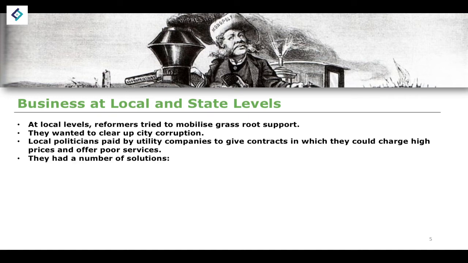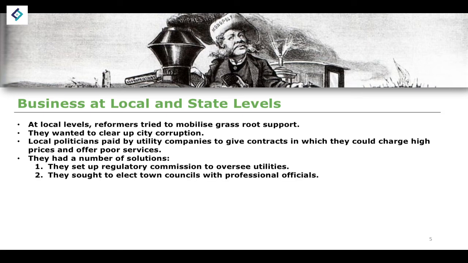They had a number of solutions, these reformers, these people who were trying to mobilize grassroots support. They set up a regulatory commission to oversee utilities companies and to oversee utilities industries and markets. They sought to elect town councils with professional officials, and by the early 1900s, over 400 urban councils had been reformed to these different standards.